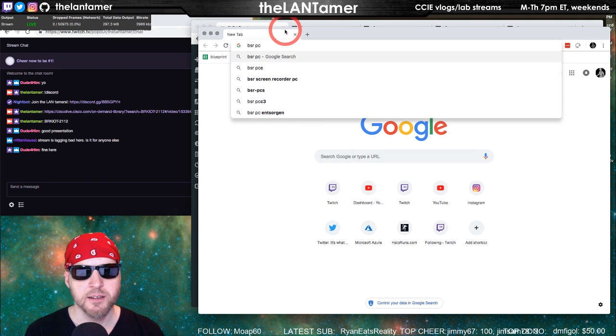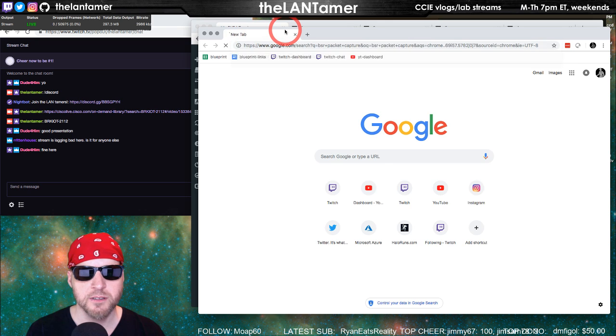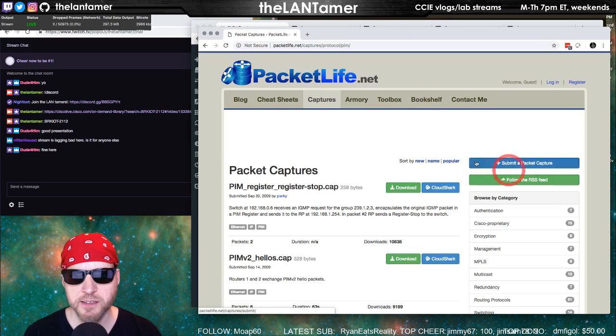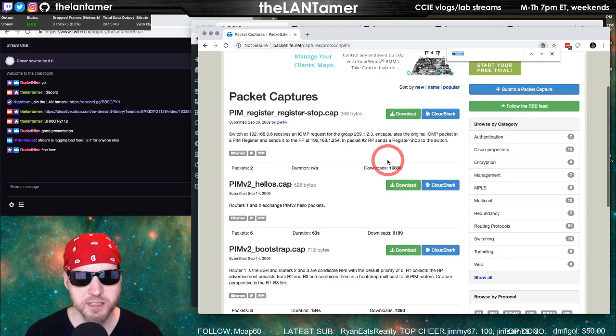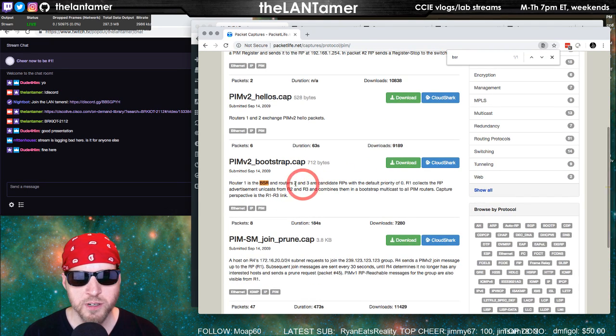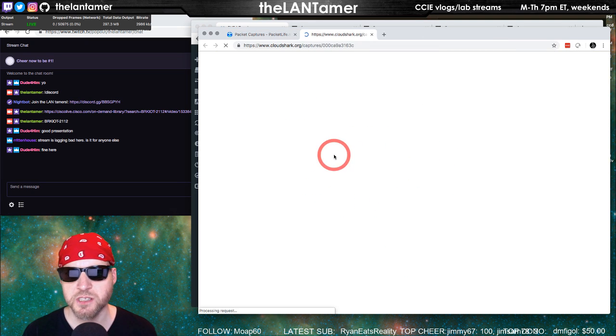BSR packet capture. Hey, packetlife.net comes through again. Router 1 is a BSR, and routers 2 and 3 are candidate RPs with a default priority of 0. Let's take a look on CloudShark.